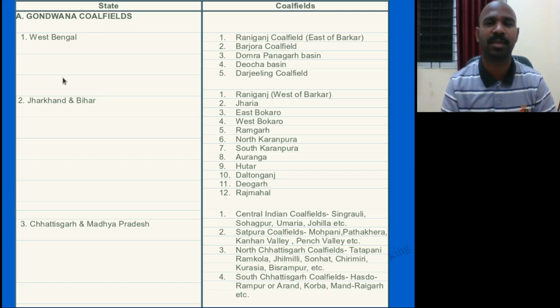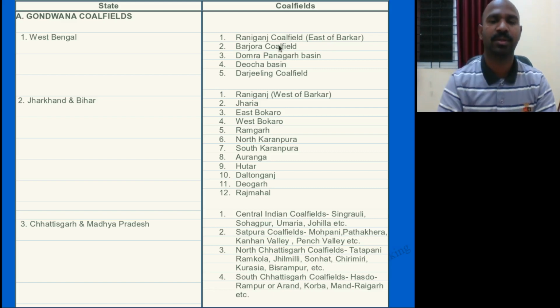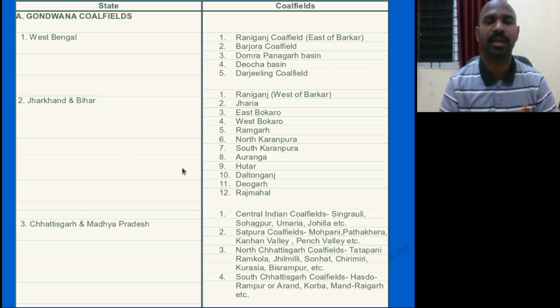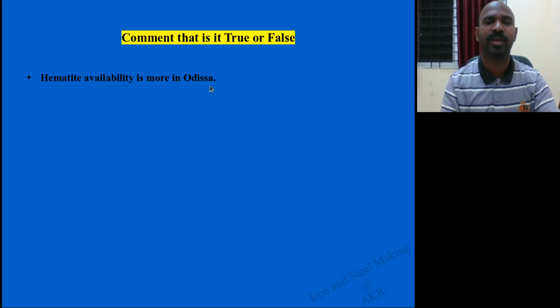These are the states, and these are the coal field areas within West Bengal, the east of Barakar, Barjora coal field. Just for the knowledge sake, you need to at least read out these areas: Jharkhand, Chhattisgarh, Madhya Pradesh. Coming to Andhra Pradesh, the Godavari Valley coal fields in Tandur and Northern Godavari, Bandala, these places, Orissa, Sikkim.